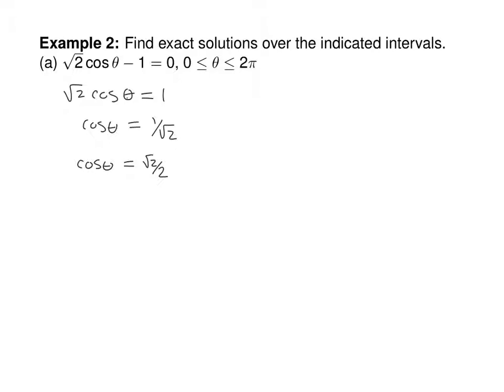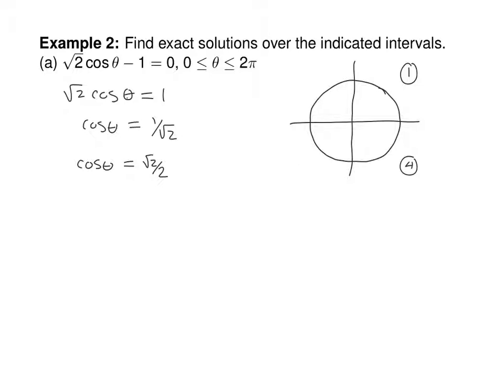Okay. So in the interval from 0 to 2 pi, in which quadrants is the cosine positive? 1 and 3. 1 and 4.